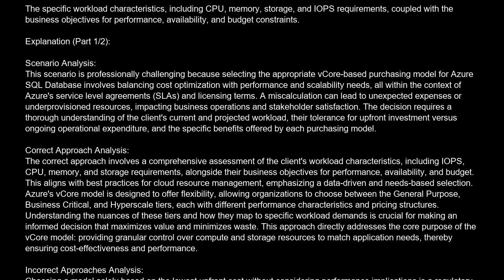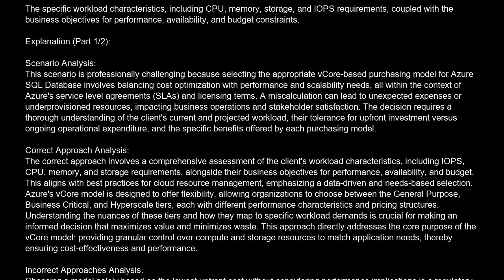Understanding the nuances of these tiers and how they map to specific workload demands is crucial for making an informed decision that maximizes value and minimizes waste. This approach directly addresses the core purpose of the vCore model, providing granular control over compute and storage resources to match application needs, thereby ensuring cost-effectiveness and performance.